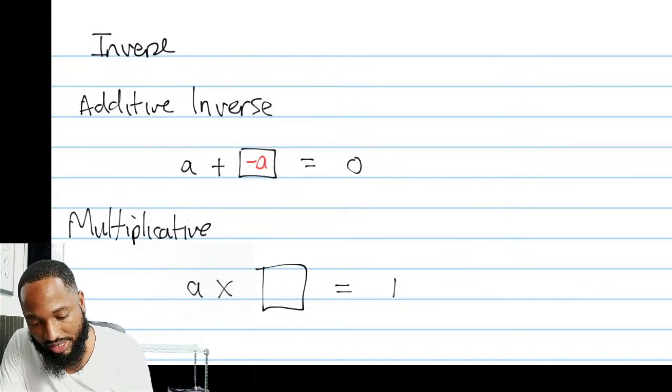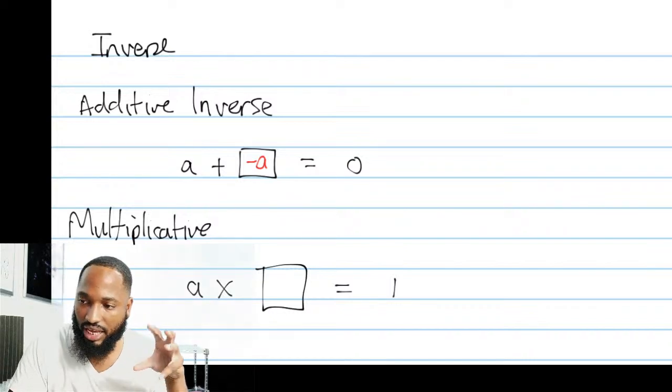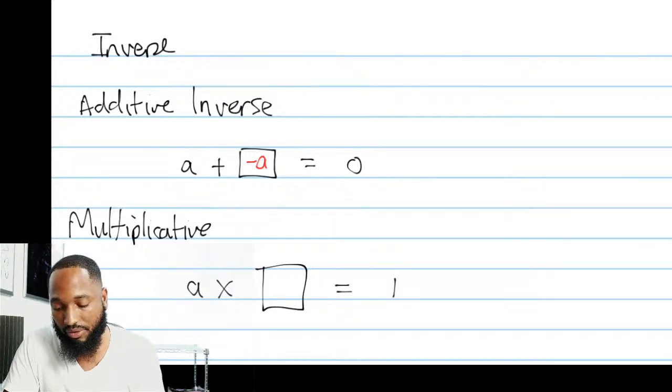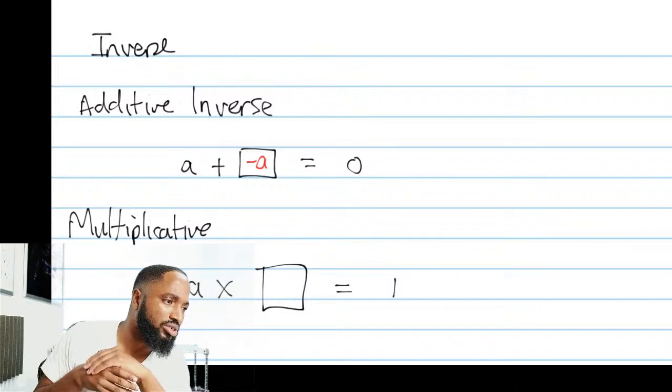Negative A, yes. So the additive inverse is the negative sign in front of the A, in front of the number, in front of whatever member of the set, member of the domain, they're using.